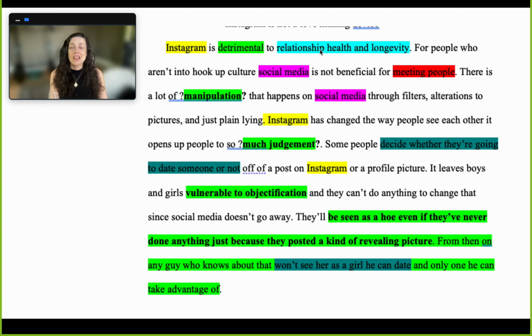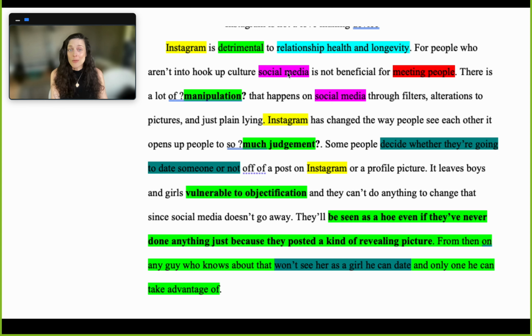So for people who aren't into hookup culture, social media, so Instagram is social media, but it's slightly different, right? So we see a little bit of a different idea here, and then is not beneficial for meeting people. Well, meeting people is different from health of the relationship and its longevity. So I think I could have made this green because detrimental and not beneficial, we do see a connection there. But I'm seeing disconnect between the topics here. We're talking about Instagram and relationship health and longevity. Here we're talking about social media and meeting people. Those are different things. So I don't see a clear connection between these two sentences.